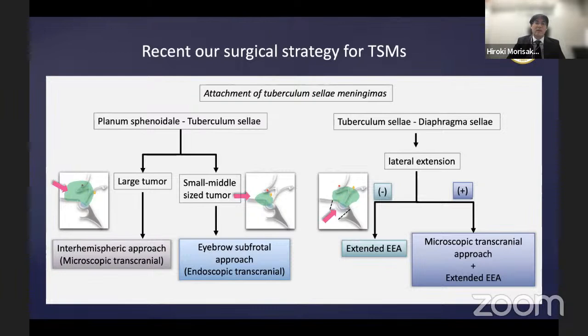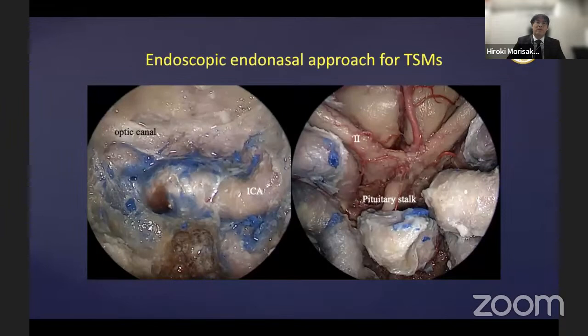If the attachment of the tumor is tuberculum to the diaphragma sellae, and the tumor has no lateral extension, we select the endoscopic endonasal approach. And if the tumor has extremely lateral extension, we select the microscopic transcranial approach combined with the endoscopic endonasal approach. At first, I will explain the endoscopic endonasal approach for tuberculum sellae meningiomas.